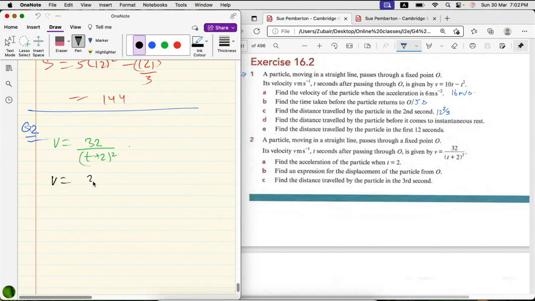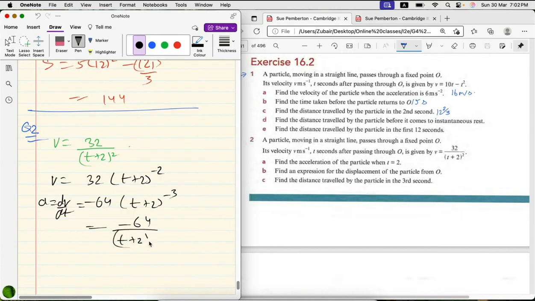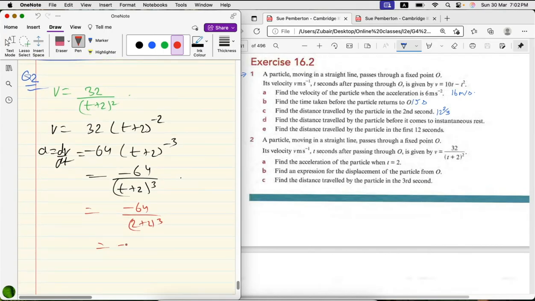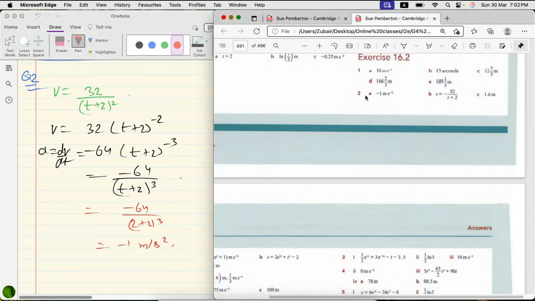So v is 32 (t plus 2) raised to power minus 2. dv by dt is equal to negative 64 (t plus 2) to the power minus 3, which is negative 64 over (t plus 2) cubed. The acceleration when time is 2 is minus 64 over (2 plus 2) cubed. 2 plus 2 is 4, 4 cubed is 64, so that's minus 1 meters per second squared. Question 2a: minus 1.